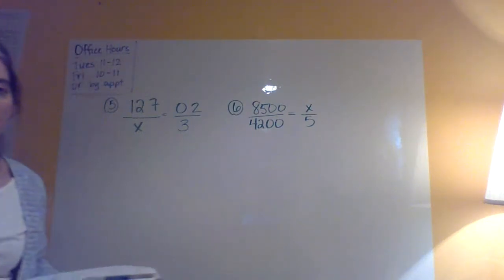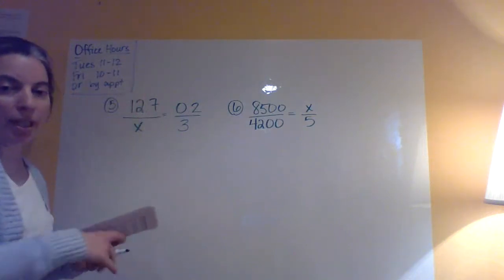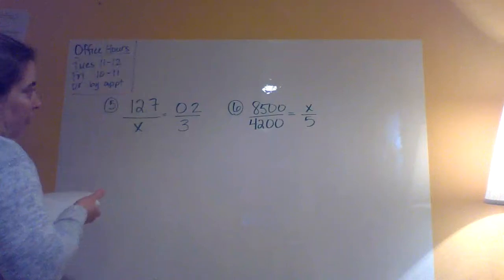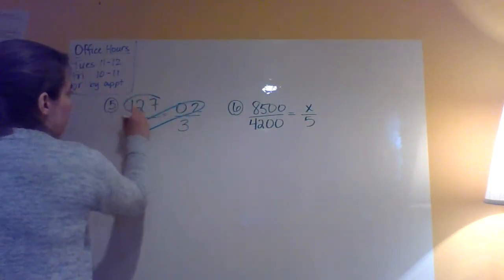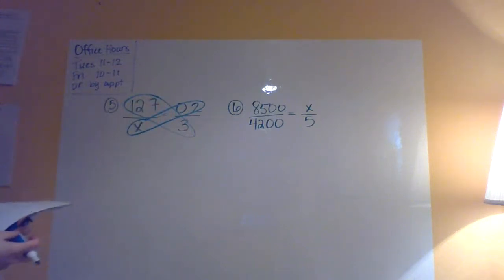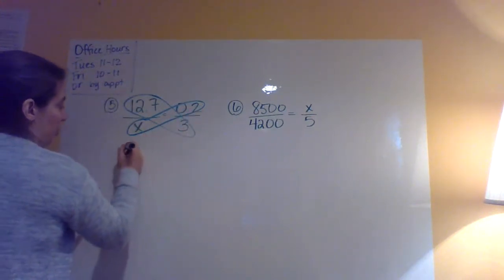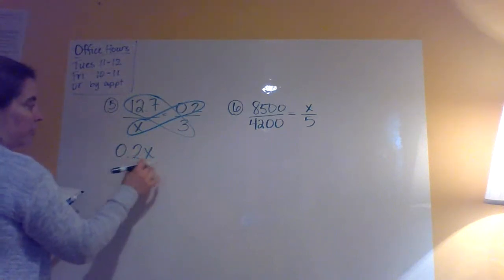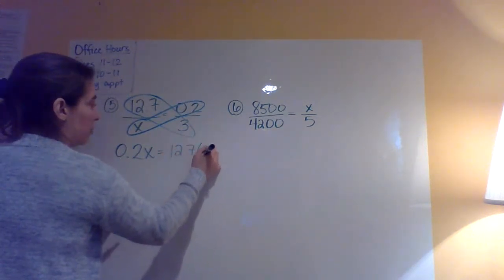Okay, so we're back with these last couple of questions. Hopefully by now you're feeling pretty comfortable with cross multiplying, right? We're going to multiply our cross products here. We're going to find our cross products, set them equal to each other. Again, it does not matter which direction you write first. I tend to just put the one with the x. So I'm going to put 0.2 times x, 2/10 times x, equals 12.7 times 3.